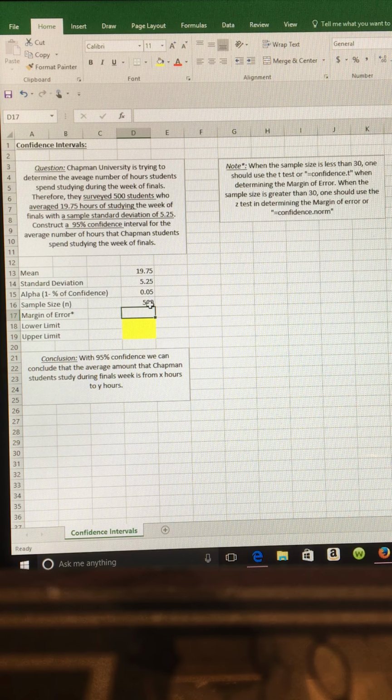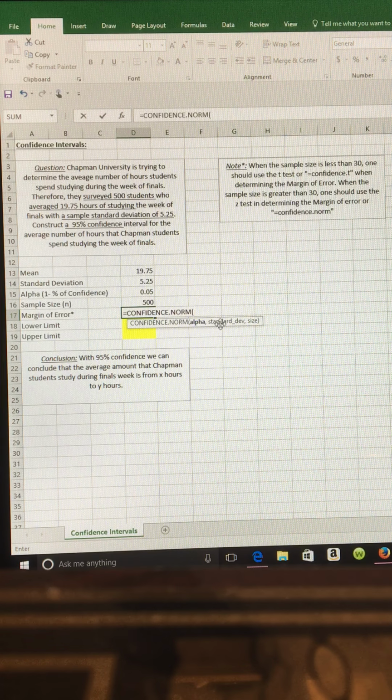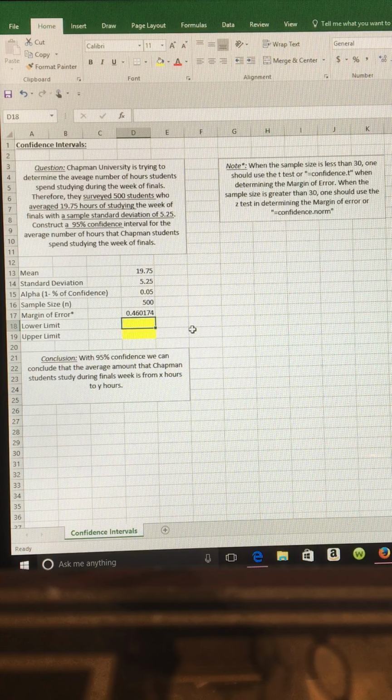In our scenario, our sample size is 500, which is greater than 30, so we'll be using the z-test, and equals confidence.norm. You can just click right here when it pops up, and then right here in parentheses it tells you what you want for the calculation. So it wants the alpha value, so you're going to click the alpha cell, comma, standard deviation, comma, and your sample size. And then you hit enter for your margin of error, and that tells you how much error you have off of your mean.